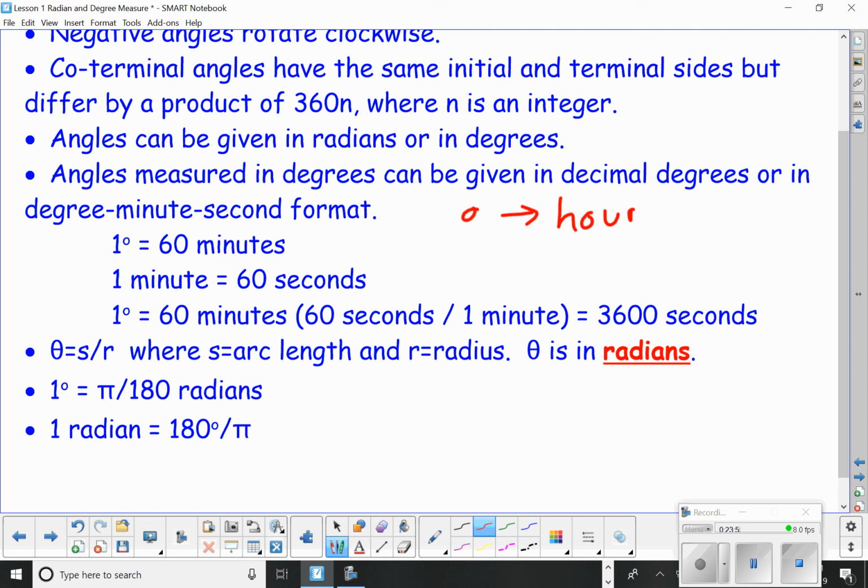Theta is equal to S divided by R, where S is the arc length and R is the radius. Theta is in radians. Notice that's in red. It's in radians. If it's not in radians, convert, convert, convert. 1 degree is equal to pi over 180 radians. 1 radian is equal to 180 degrees over pi. A radian is simply a different measurement for angles. Okay? That's it.